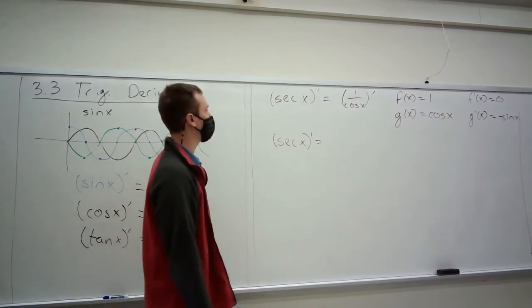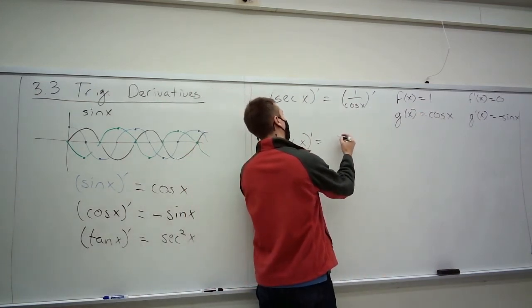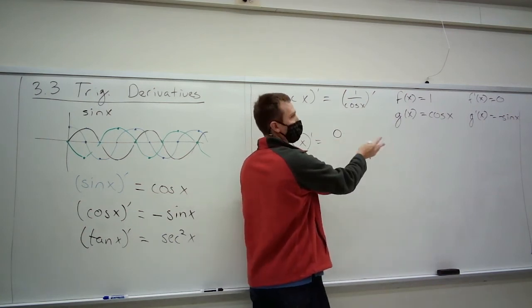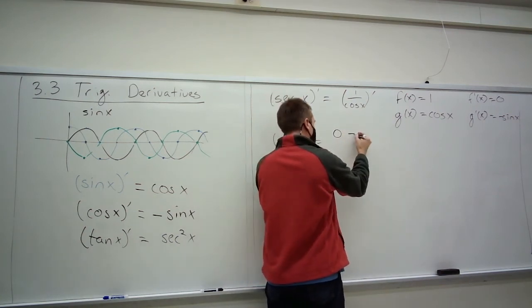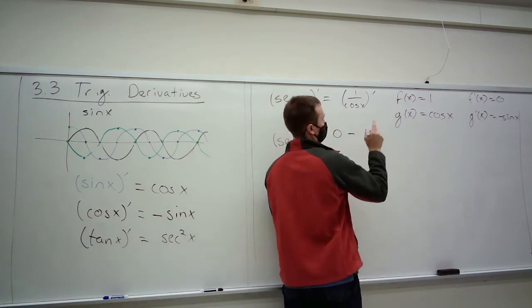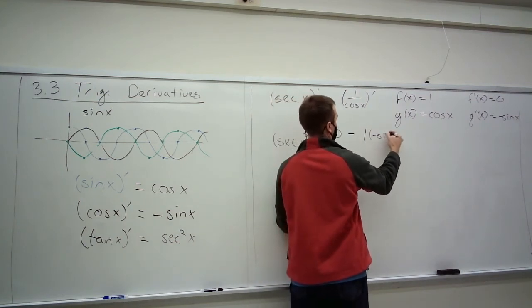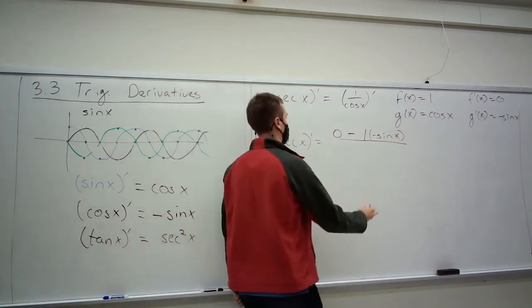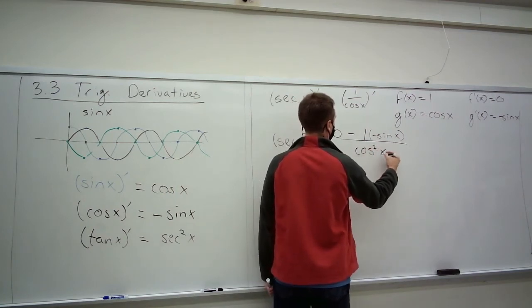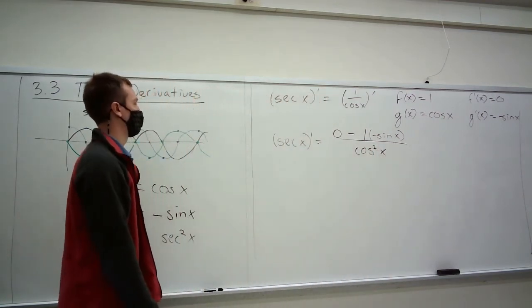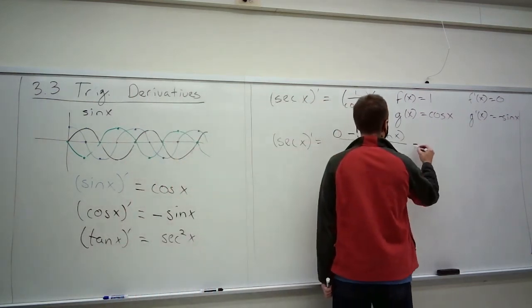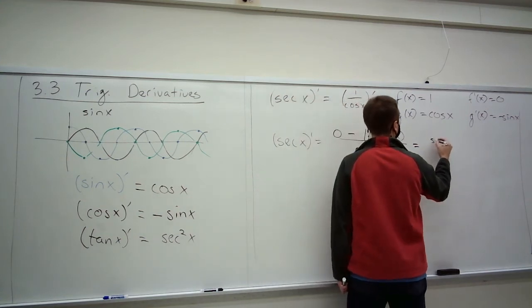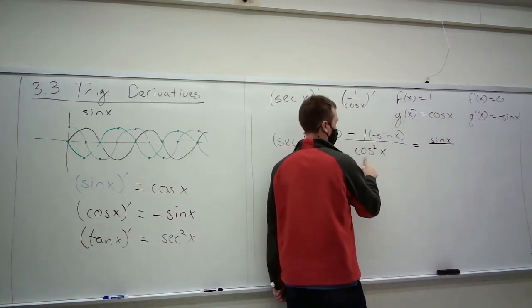X, according to the quotient rule. Its derivative is the derivative of the top times the bottom. 0 times cosine is 0, so I'm just going to write 0. Minus the top times the derivative of the bottom, all divided by the bottom squared. Simplifying here, negative signs cancel. 1 times sine is just sine. This is sine of x over cosine squared of x.